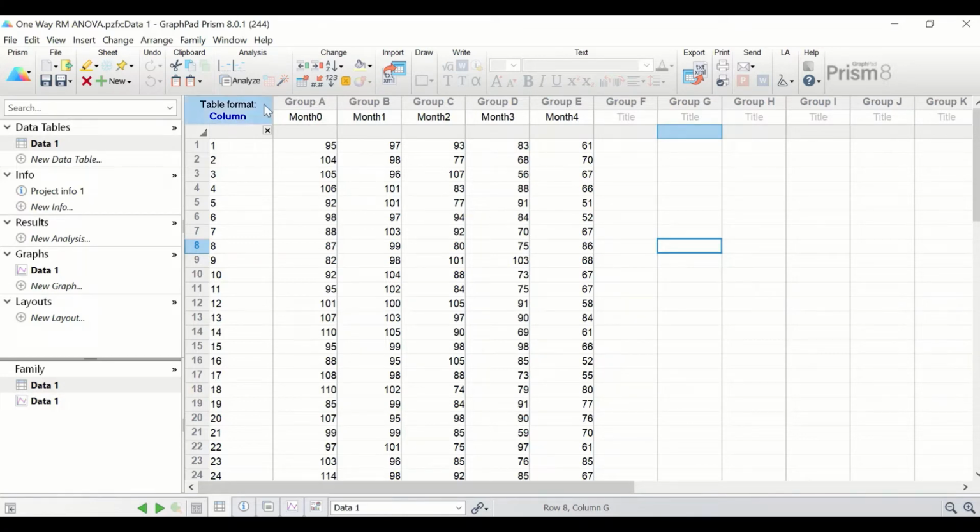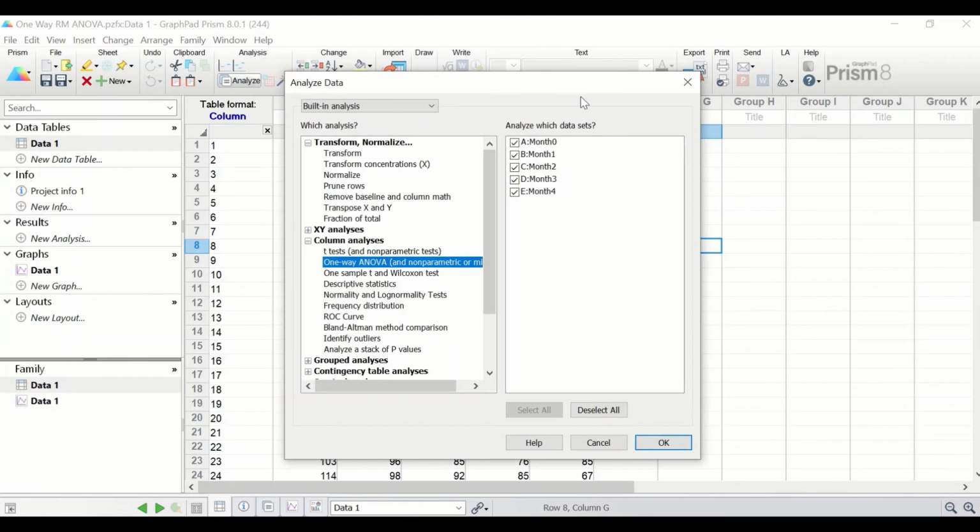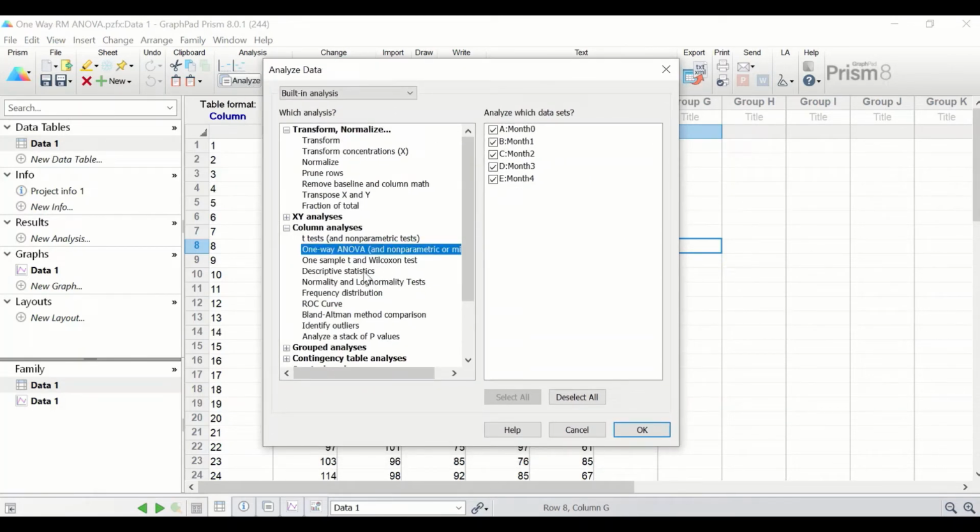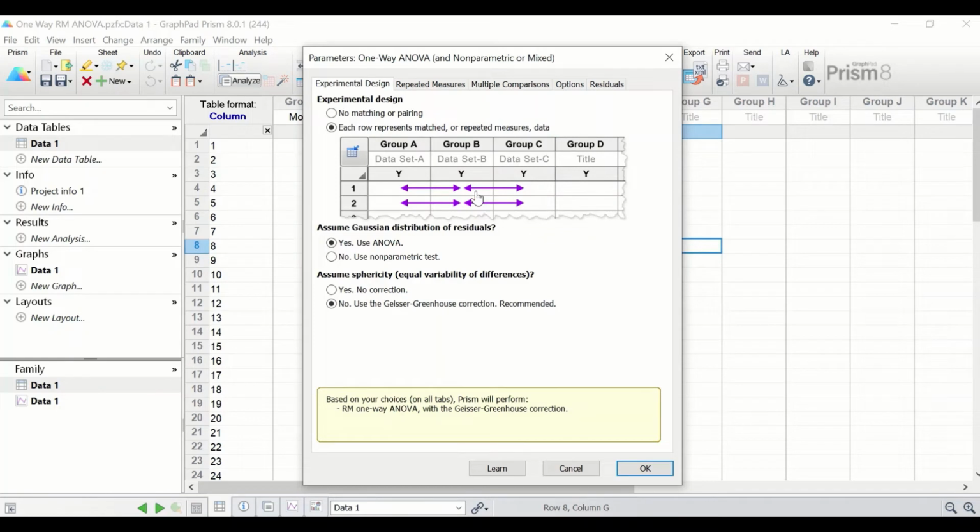To do the test, click on Analyze, and the software will promptly select one-way ANOVA, and the right box states to analyze the data set for the 5 levels. Click on OK. Since here we have related levels, the experimental design will be that each row represents matched or repeated measures. And for assume Gaussian distribution of residuals, yes, use ANOVA since our data here is parametric.